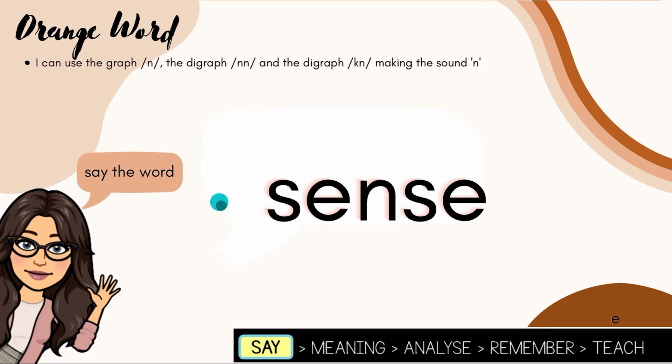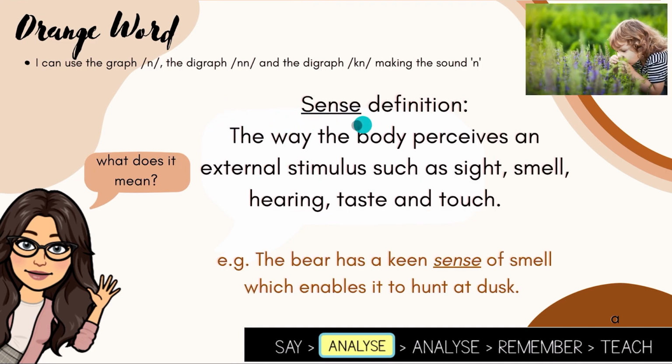The next word we will be looking at this week is the word sense. Can you please say the word sense? Now this word comes from our orange word column. Sense is defined as the way the body perceives an external stimulus such as sight, smell, hearing, taste, and touch. And you can see in this little illustration, the little child is using her sense of smell and her sense of touch to have a smell of the lavender that is growing.